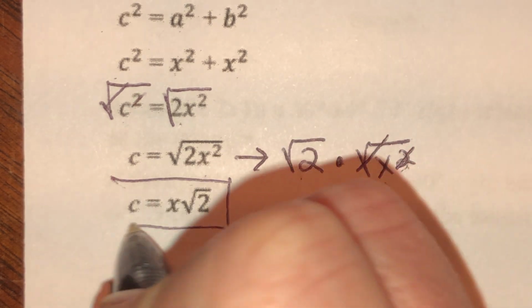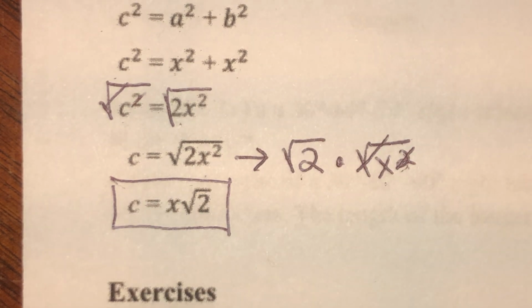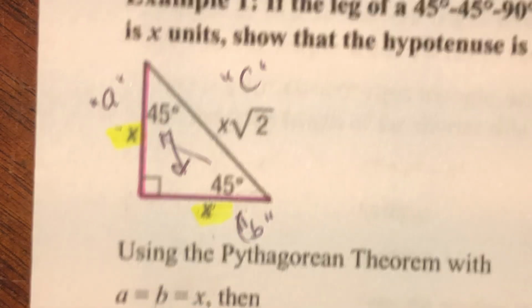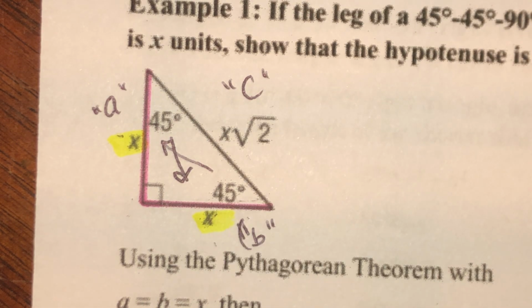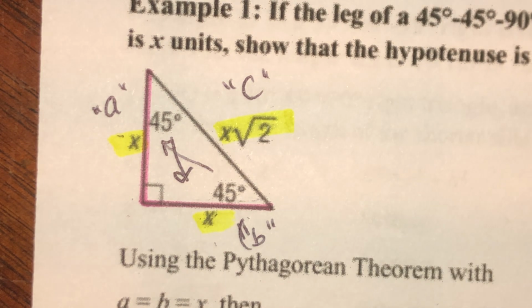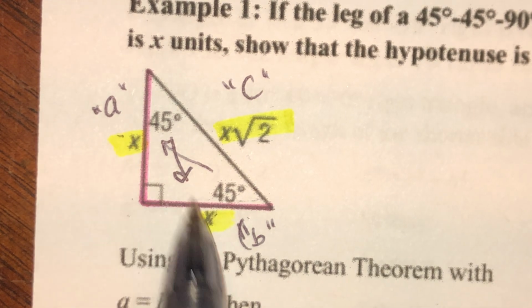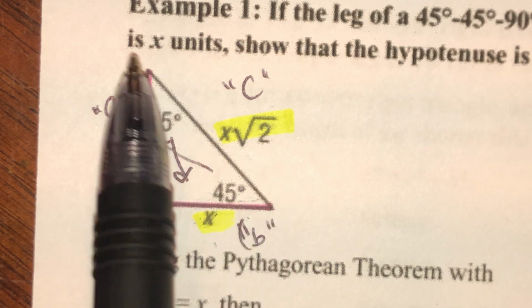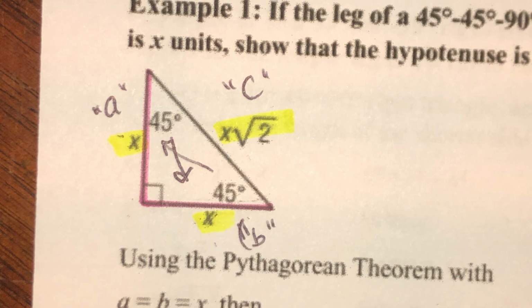So whenever the side lengths of a 45, 45, 90 are each x, the hypotenuse is always x square root of 2. That's the relationship between all the sides of a 45, 45, 90. The two legs are the same size, and whatever the leg is, you multiply it by the square root of 2 to get the hypotenuse. I know that sounds random, but that's what we're going to do every single time.